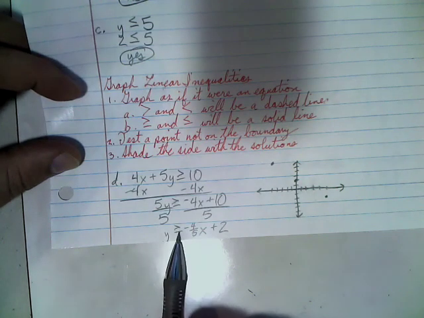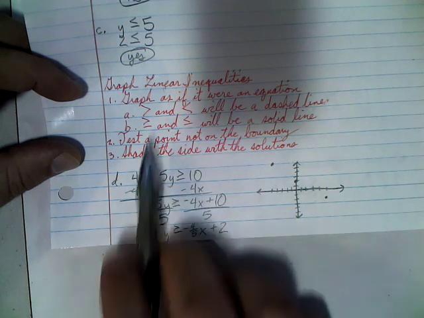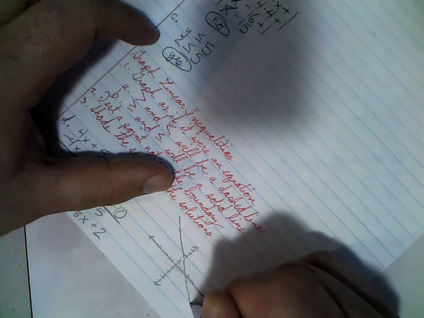And so then I'm going to connect those dots. Now remember though, what kind of boundary do we have? Since this is a greater than or equal to, it'll be a solid line. So my boundary this time is going to be a solid line.